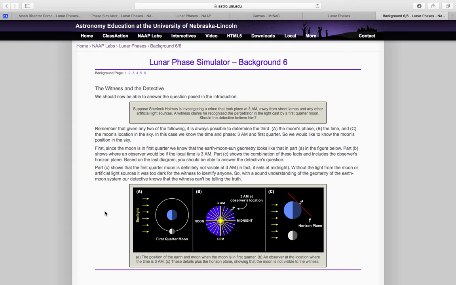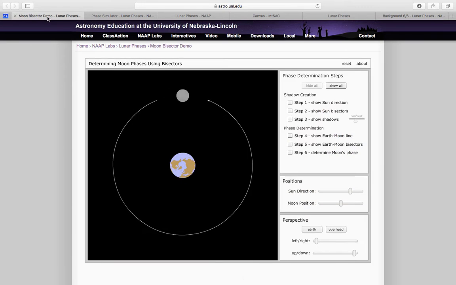On page 4, you're going to go through and essentially follow the directions and make a prediction, and then go through and use the moon bisector demo. So that's the very first of the 2 simulations. That looks like this. You'll use this moon bisector demo to check your answer to the above problem. Feel free to go through and correct your answer if you didn't get it right the first time on your prediction.